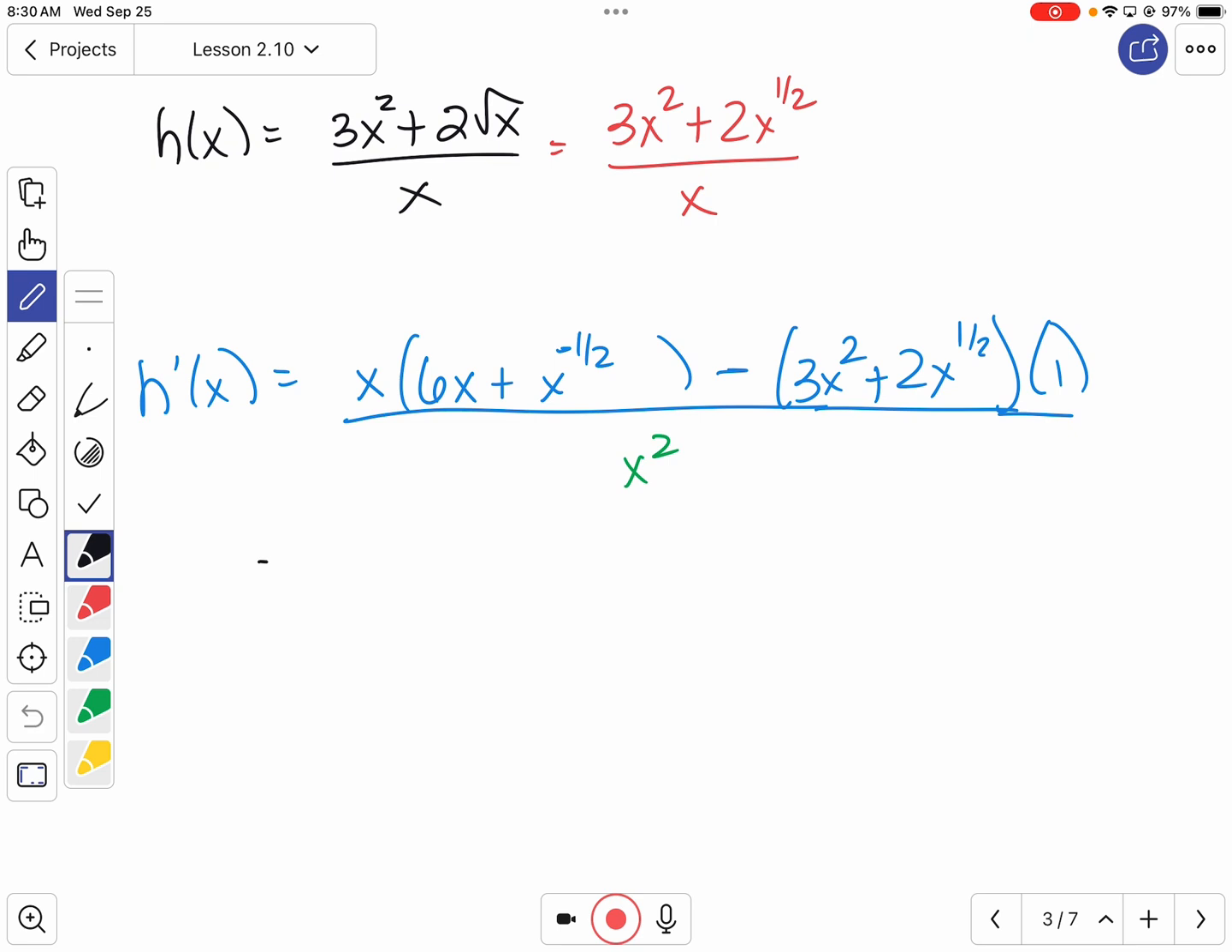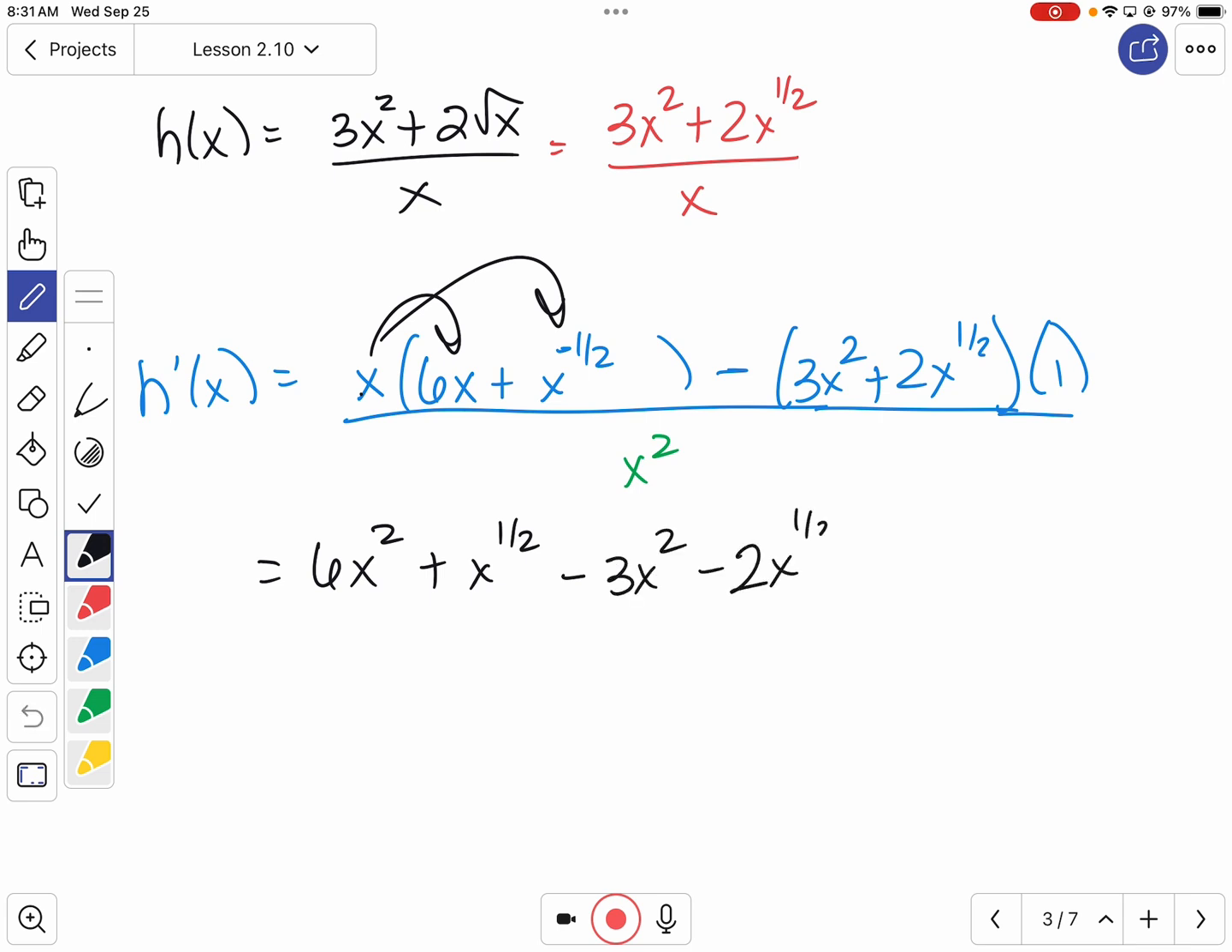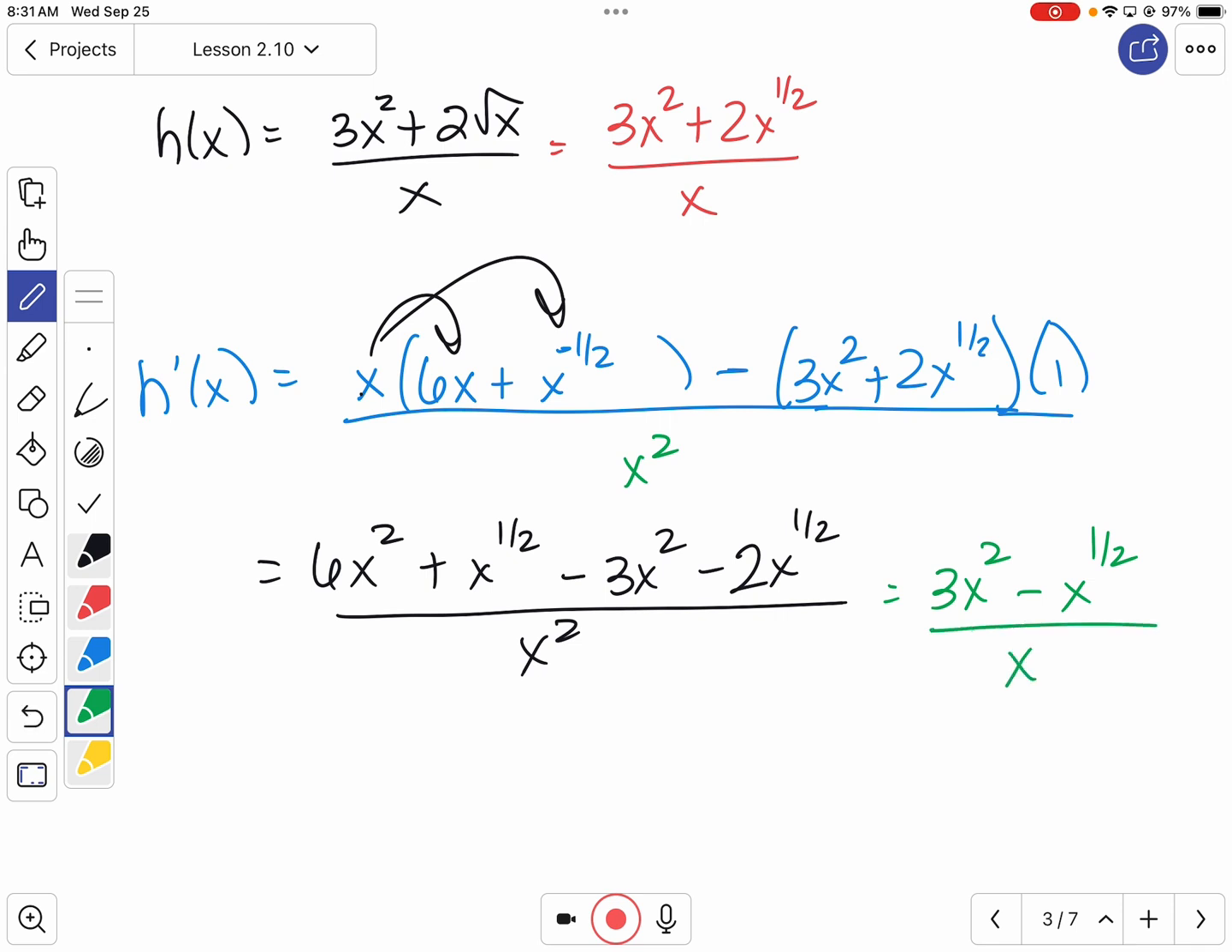It's going to take a lot of simplification. And so let's do that. If I take x times that parenthesis, I'm going to get 6x squared plus x to the 1 plus a negative 1/2, which will be x to the 1/2, minus 3x squared minus 2x to the 1/2, all divided by x squared. Okay, and we simplify again. That's going to give me 3x squared minus x to the 1/2, and we divide it by x squared.